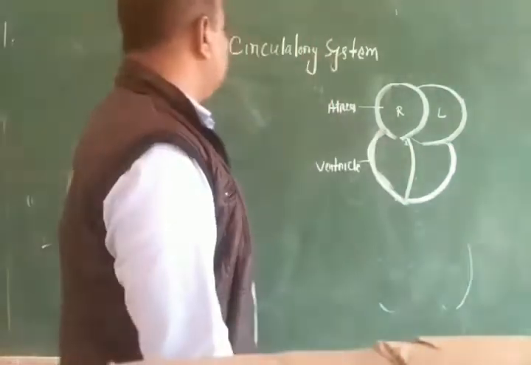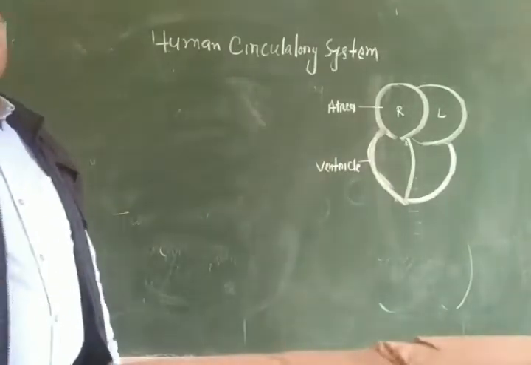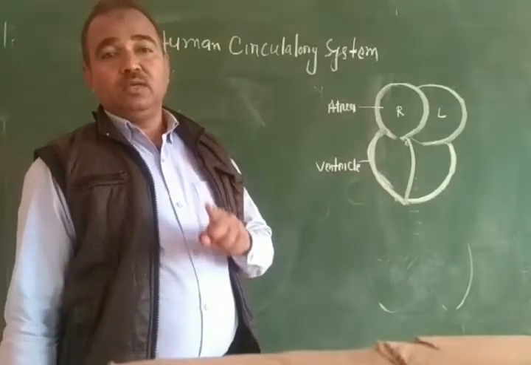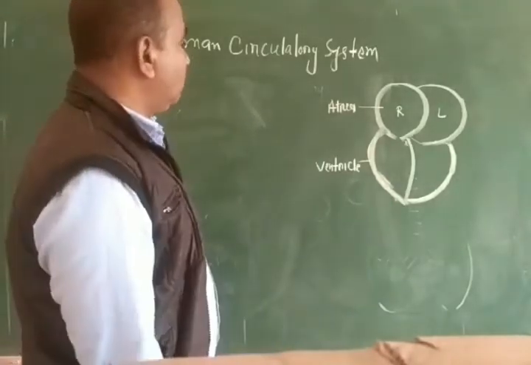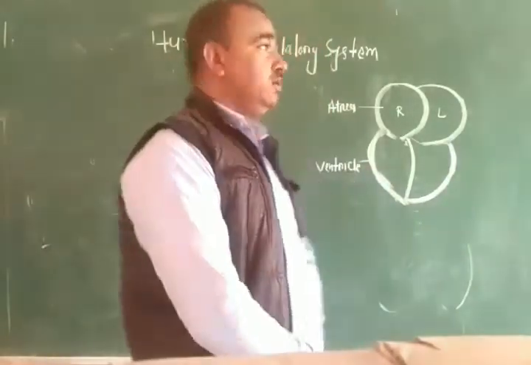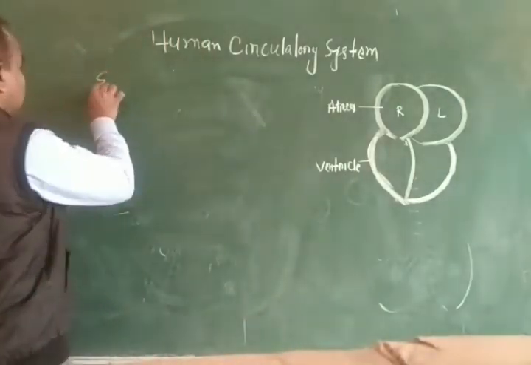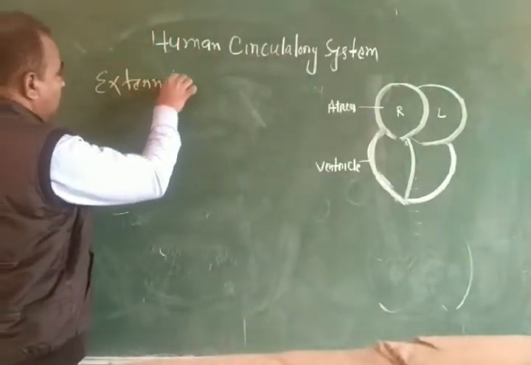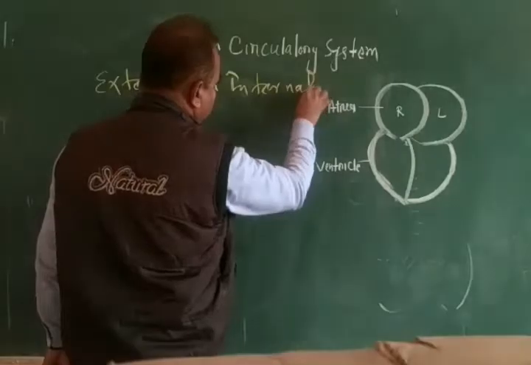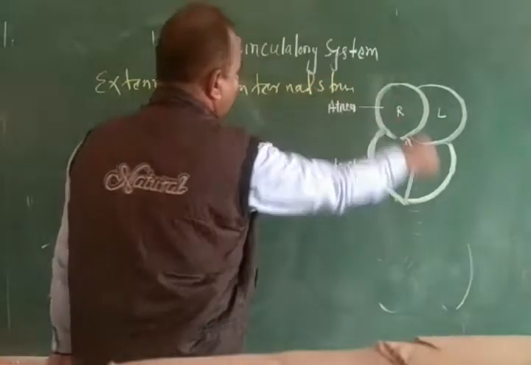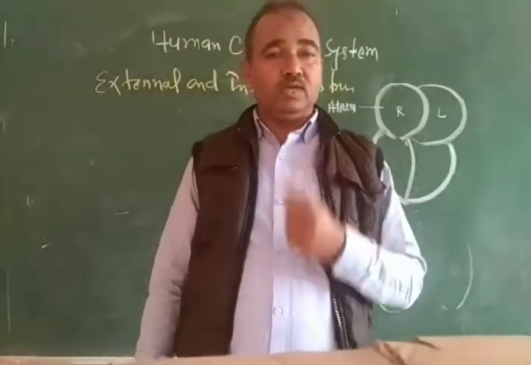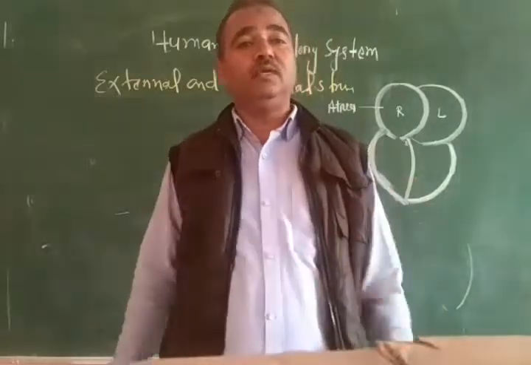Today the topic is the human circulatory system. You know that in human beings, the main organ responsible for the circulation of blood is the human heart. Today we discuss the external and internal structure of the heart. First is the location. Where is the heart located? What is its shape? What is its size?